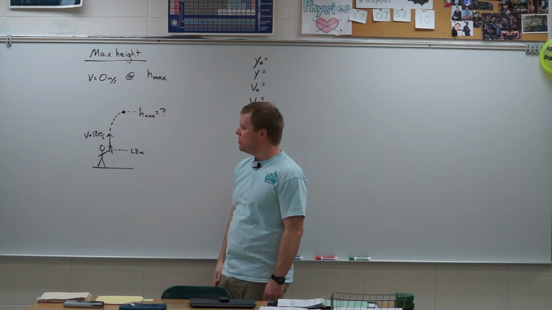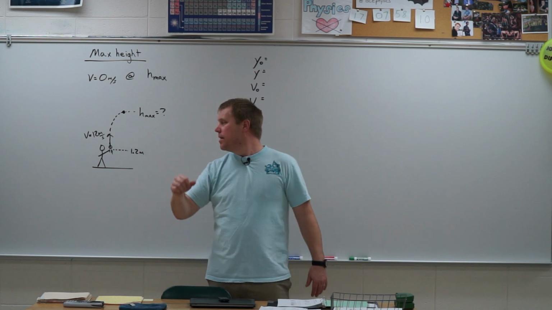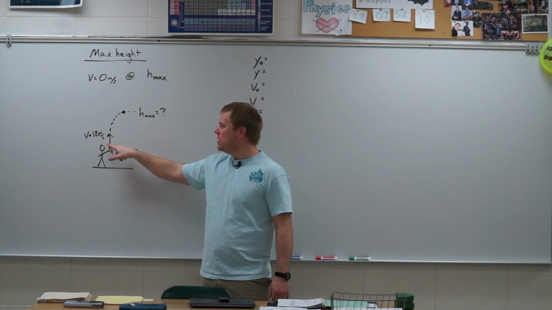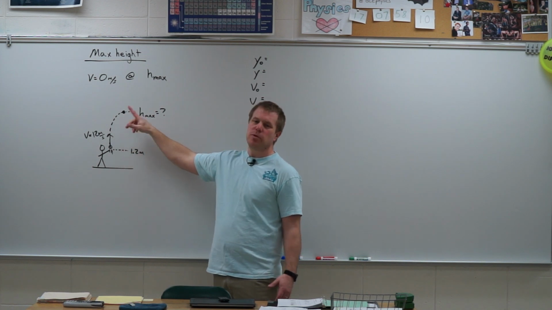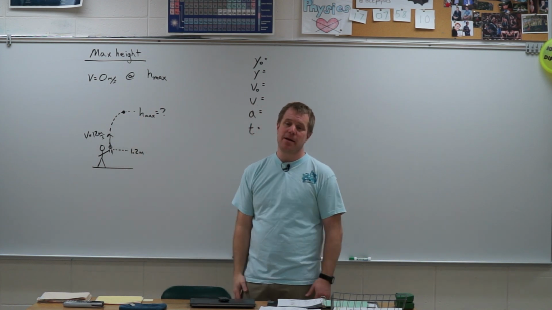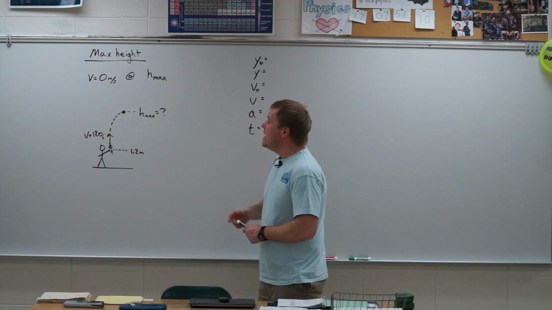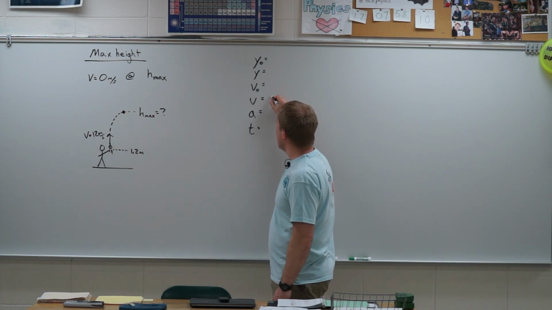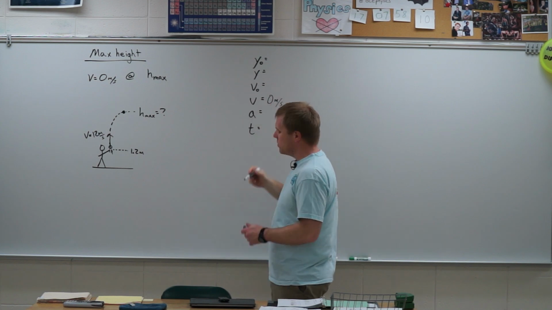Now, the example we're going to do here is a person throws a ball up, leaves their hand at a height of 1.2 meters with a velocity of 12 meters per second and flies up to a maximum height. And I want to know, what is that maximum height? So it is a max height problem, so it ends at a maximum height. So that tells me that this velocity right here is 0 meters per second.